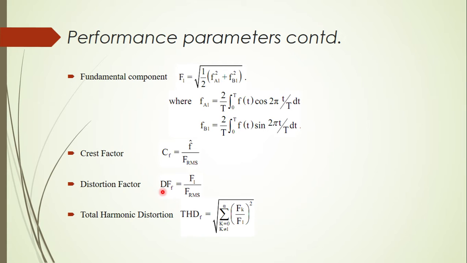And lastly is the total harmonic distortion. Now this is also very important because it gives you a measure of how much harmonic distortion is present in your output voltage, output current, anything. And here, if you notice very carefully, it is a summation of the different ratios of the value of the harmonic component divided by the value of the fundamental component.